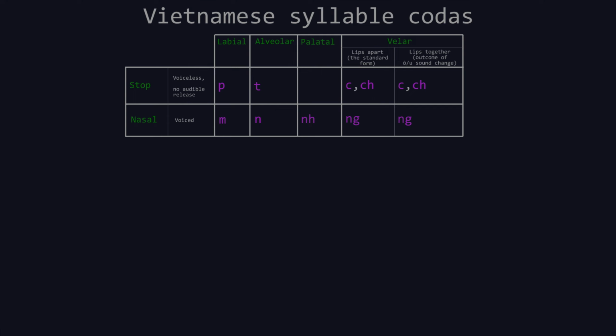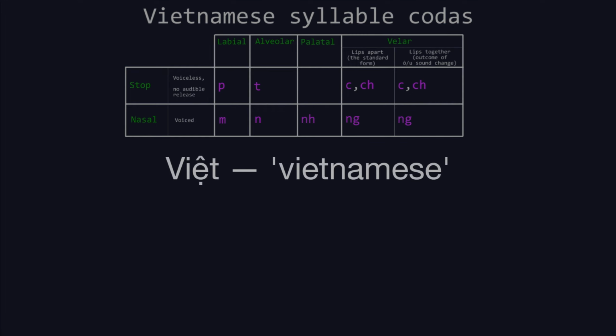Typically, a stop sound is based on the idea of a stoppage of airflow, a buildup of pressure, and then a sudden release. But with these sounds, you actually want to stop the airflow and then just halt the sound there. So if we're trying to say this word on screen, for example, we want to pronounce it Viet, not something like Viet. You want that T sound to barely even register.